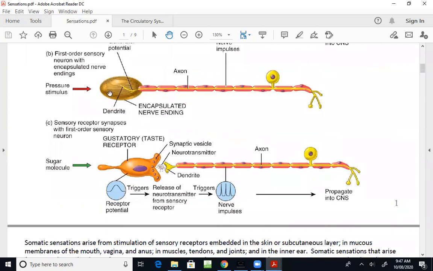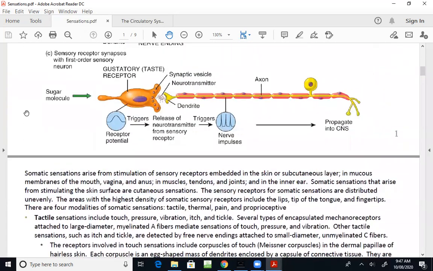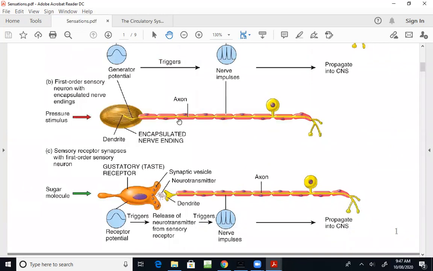So they look kind of like this, attached to large diameter myelinated A fibers, which refers to the axon. We classify axons for these sensory receptors as either A, B, or C. Now this is really more physiological than anatomy, but the bigger the diameter, the faster it carries impulses. So A's are the biggest, and C's are the smallest, so C's would be carrying signals the slowest.